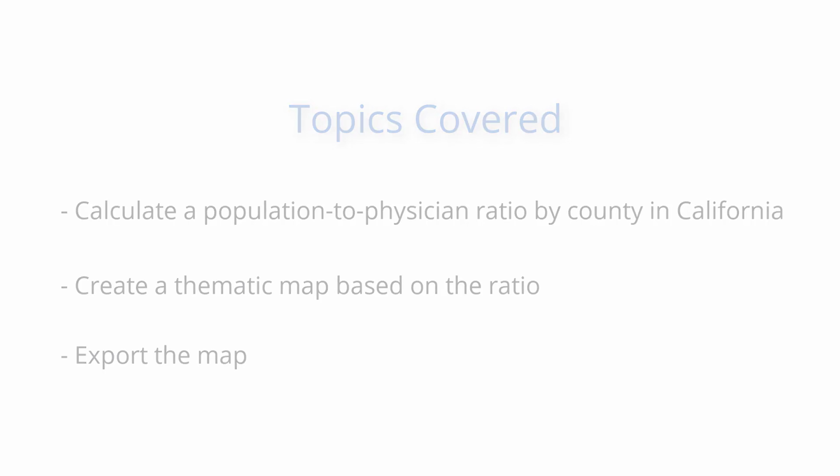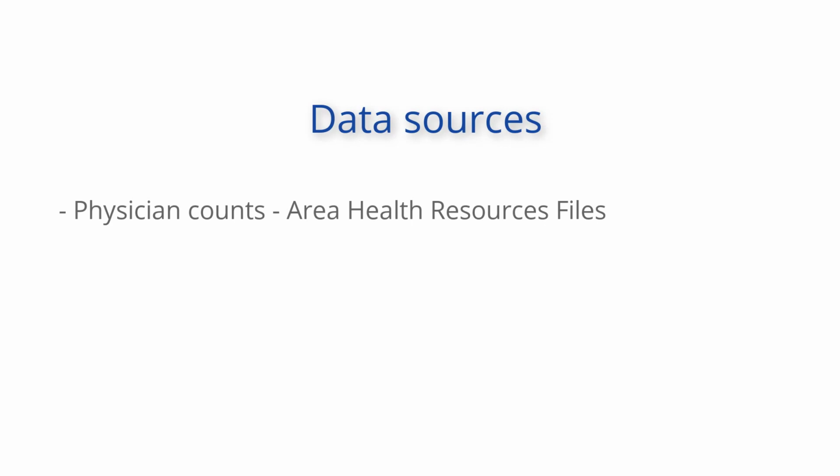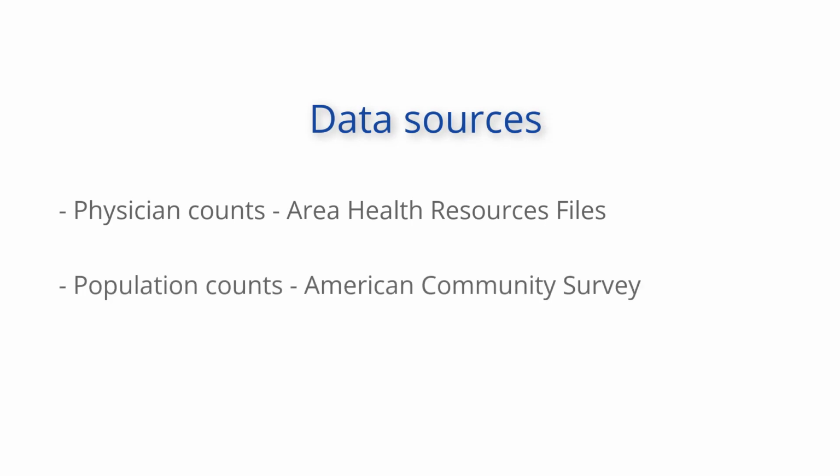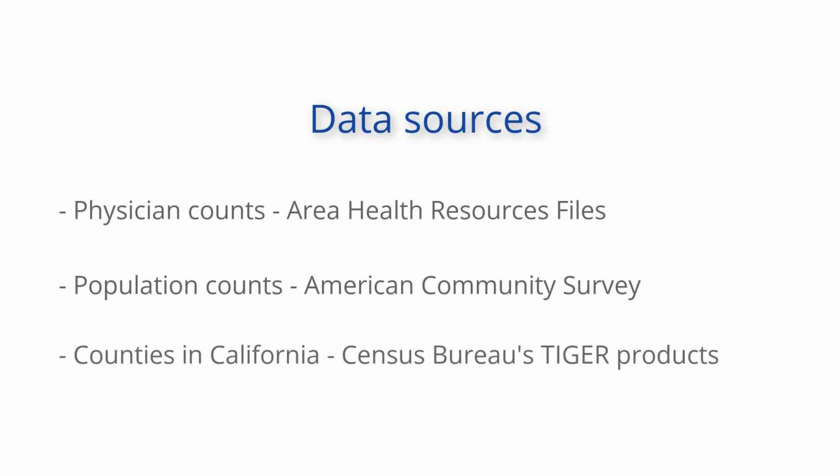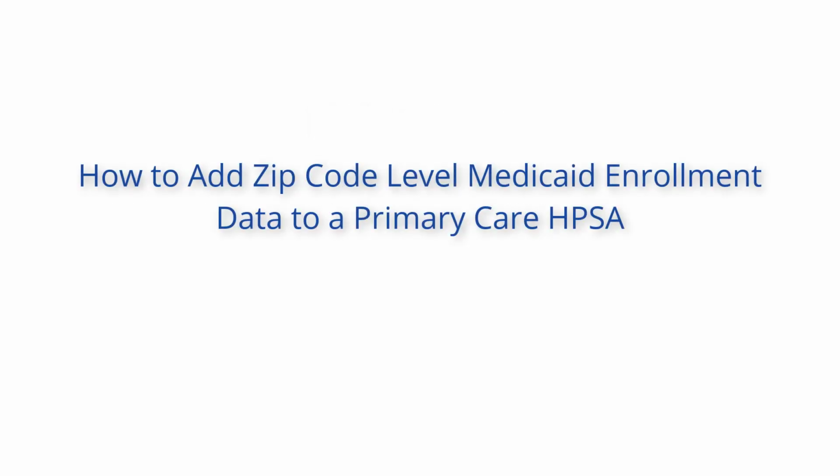In this video, we will use HRSA's Area Health Resource Files for counts of physicians, the American Community Survey dataset for population counts, and the Census Bureau's Tiger products for a feature file of counties in California. In order to save time, the physician and population data have already been joined to the feature file of counties. If you are interested in learning how to join data to a geographic feature file, please watch our video, How to Add Zip Code Level Medicaid Enrollment Data to a Primary Care HPSA.